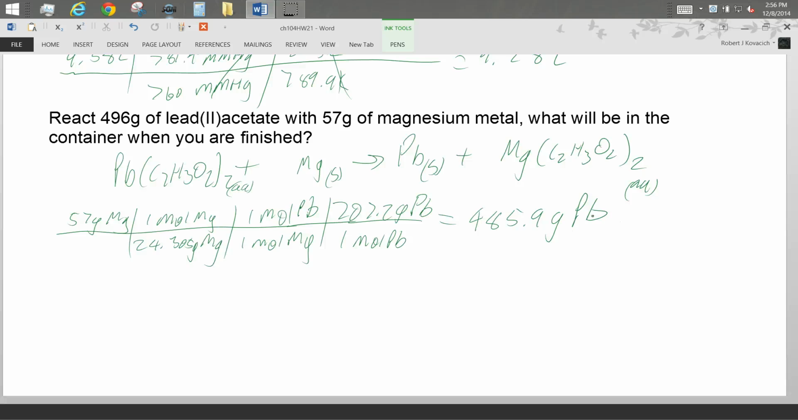You have enough to react. I have enough lead(II) acetate to make this magnesium fully react. So let's find out if that was actually true. So I've got 496 grams of lead(II) acetate.